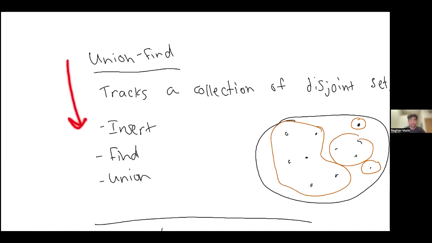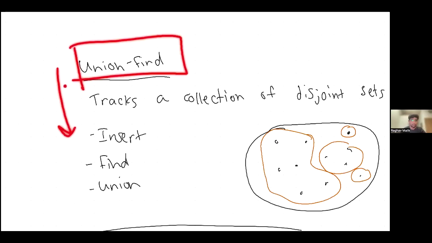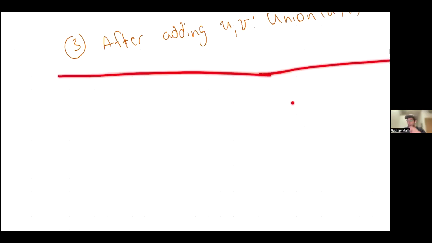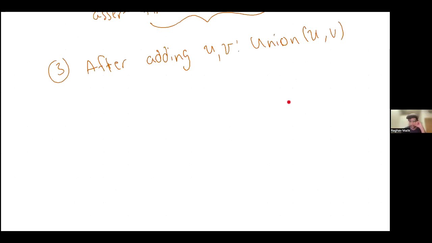Now I want to talk about how we can actually implement a union find. For the interest of time, I'm not going to do a ton of work trying to motivate this or build it from the ground up. I'm also not going to talk about the complexity analysis of this because it's a little bit tricky. But let's just get started.